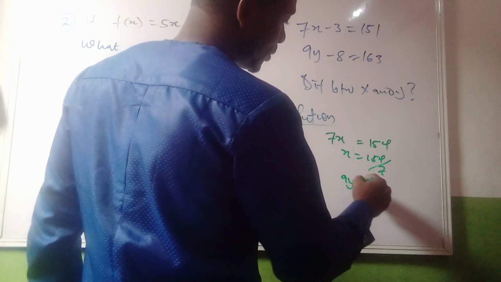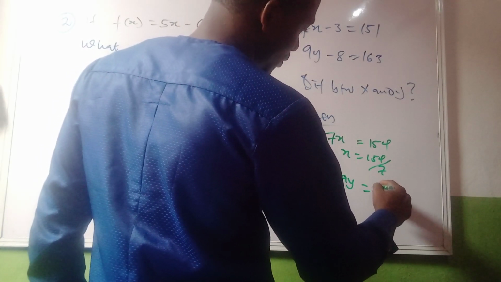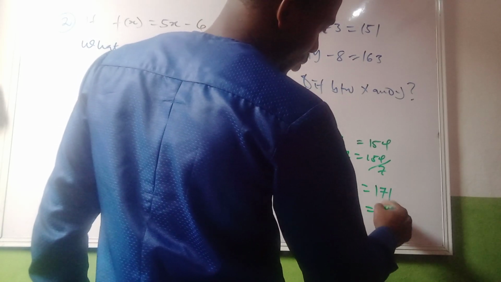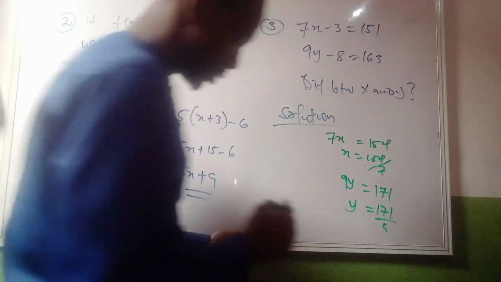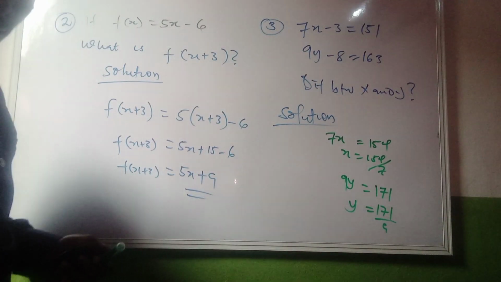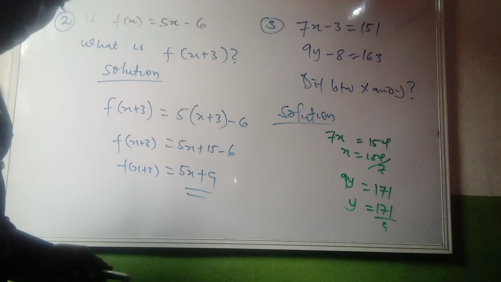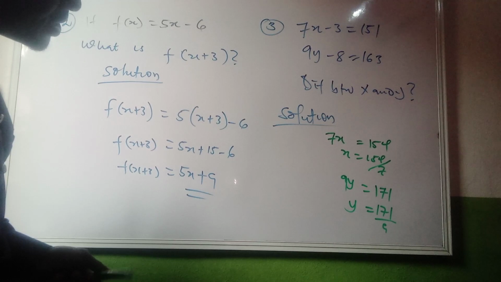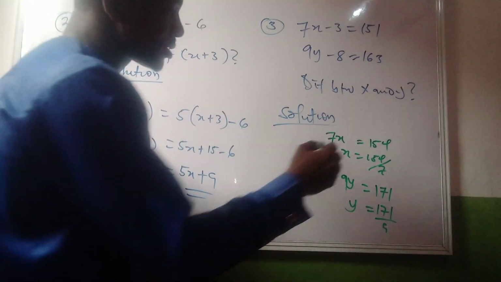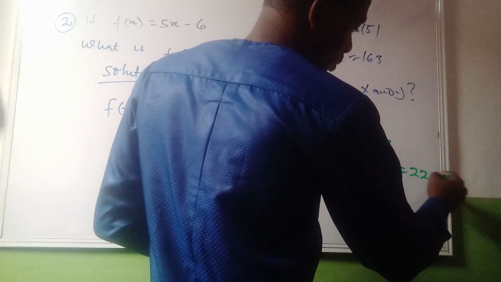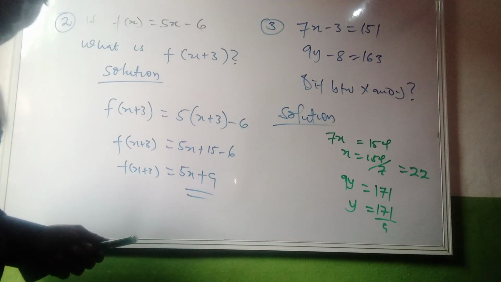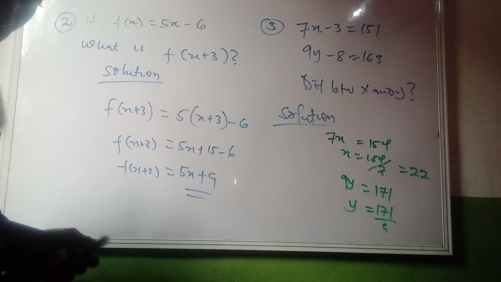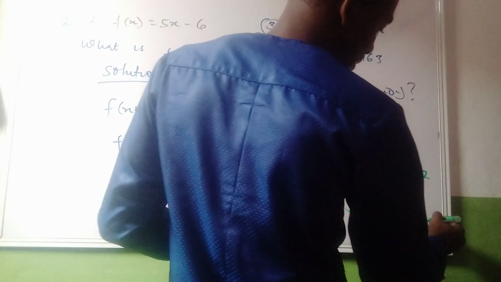And here 9y is equal to 171, and y is equal to 171 over 9. So now we have 154 divided by 7. It's simple. We have x to be 22, and 171 divided by 9, we have y to be 19.